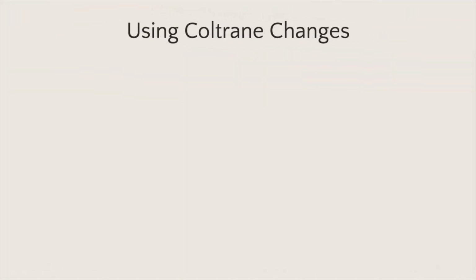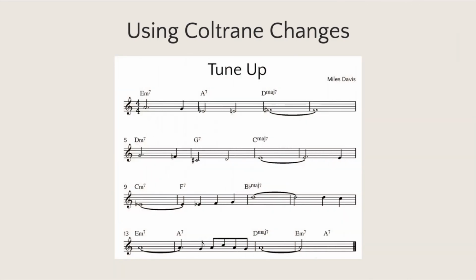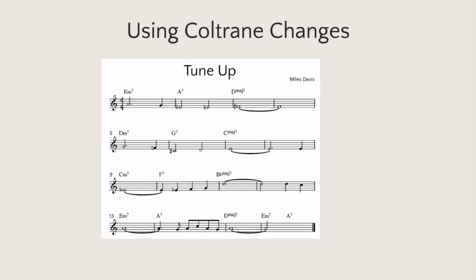As mentioned earlier, Coltrane himself used the Coltrane Changes on several standards. One of his best known examples is in his tune Countdown. Countdown was based on the harmonic structure of Miles Davis's piece, Tune Up. This piece is full of ii-V-I harmony and therefore perfect for reharmonization, which is what Coltrane did. Here's Countdown.